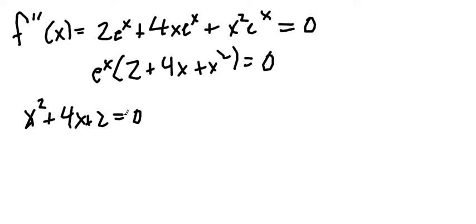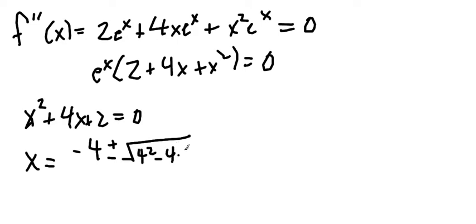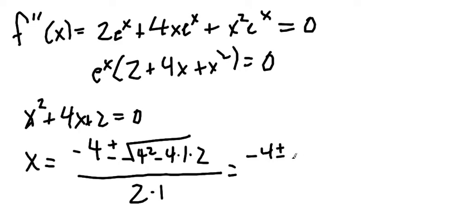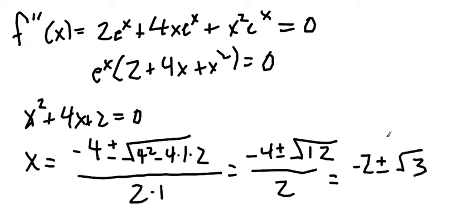Now, when is this equal to 0? You could try to factor it, but it's not going to work out, so you're really stuck with using the quadratic formula. The quadratic formula says that x is equal to negative b, which is negative 4, plus or minus the square root of b squared, 4 squared, minus 4 times a times c, which is 4 times 1 times 2, all over 2 times a, which is 2 times 1. So this is negative 4 plus or minus the square root of 16 minus 4, which is 12, over 2. And you can simplify this down to negative 2 plus or minus the square root of 3.